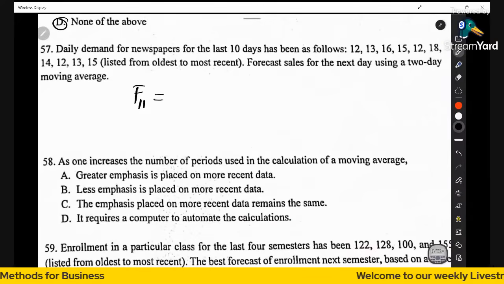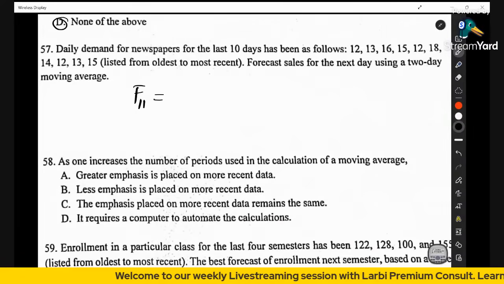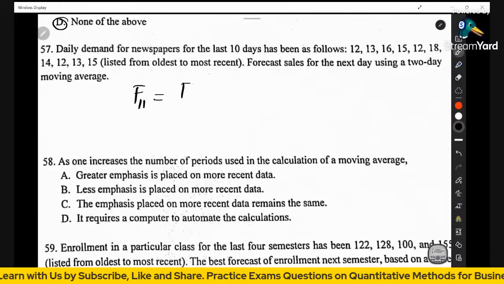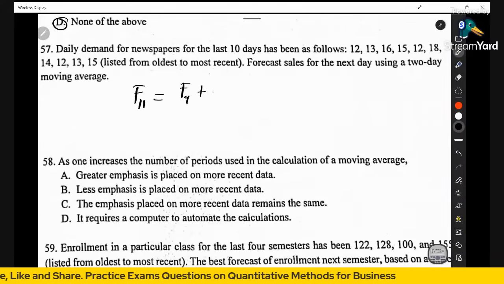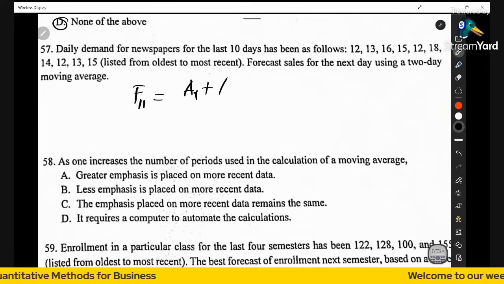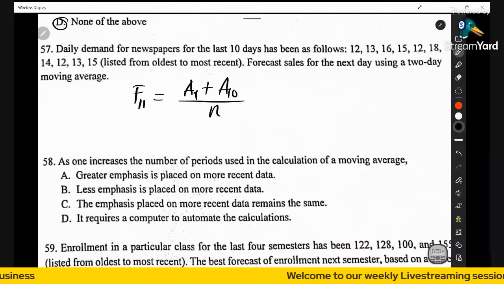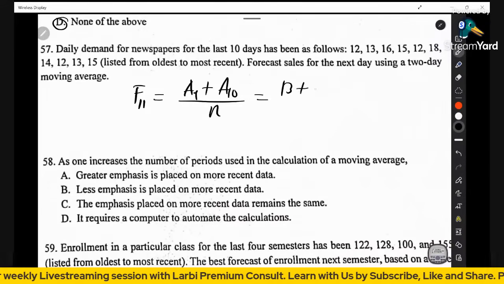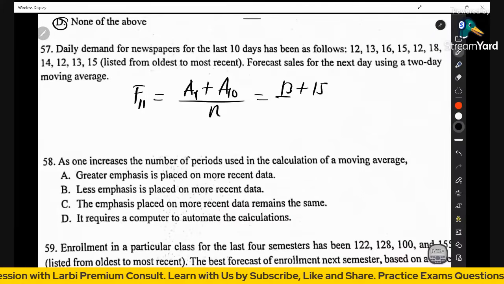If we are using a moving average, we mostly forecast using the recent data, and we are asked to use a 2-day moving average. Meaning the 2 days are going to be from 13 to 15, the most recent. So that's going to be A9, the actual, plus A10, divided by the number, which in this case is 2. A9 is 13, the actual data for the 9th day, plus the 10th day, which is 15, divided by 2. So what are we getting?